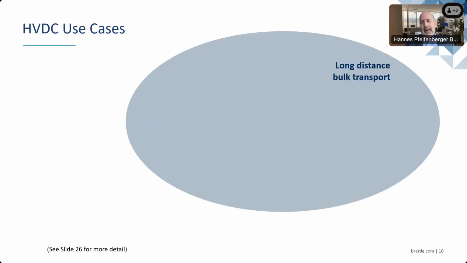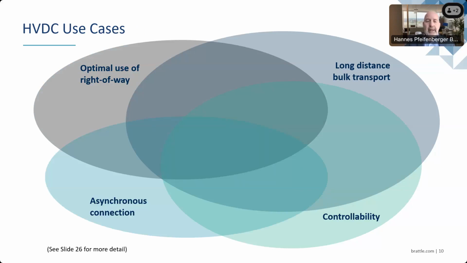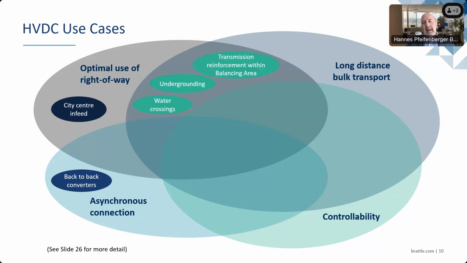We already talked that HVDC is very cost-effective for long-distance bulk transport, but we also know that this optimal use of right-of-way has advantages of having a smaller footprint, being able to use undergrounding and submarine applications. It's very controllable at the millisecond level, and it can accomplish asynchronous connections. So within those advantages, we see back-to-back converters. We've been using them for asynchronous connections between the Western and Eastern grid in the US already. It's often attractive for city infeeds where right-of-way is at a premium. Water crossing, undergrounding, transmission reinforcements within balancing areas when right-of-way is challenging.